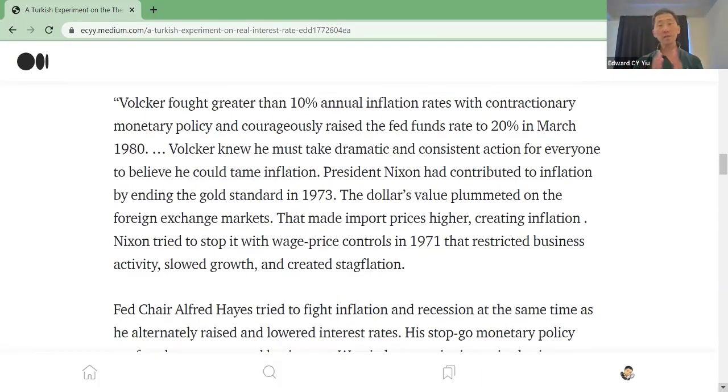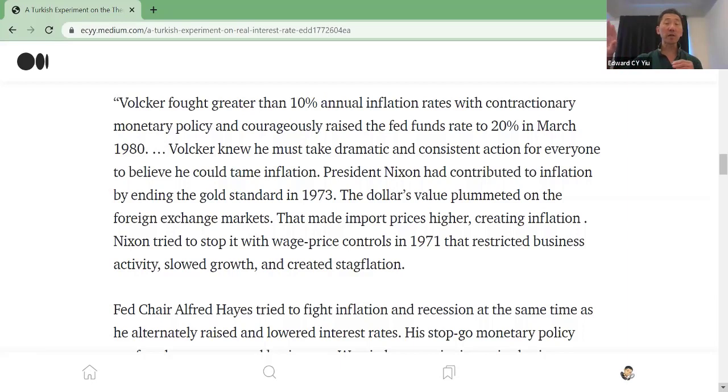Volcker fought against the then 10% annual inflation rate with a contractionary monetary policy, courageously raising the Fed funds rate to 20% in March 1980. I think that is a very important lesson for us to learn today. Volcker knew he must take dramatic and consistent action for everyone to believe he could tame inflation. My interpretation is, it's not the inflation that is difficult to overcome. It's the expectation of increasing inflation that's difficult to overcome.